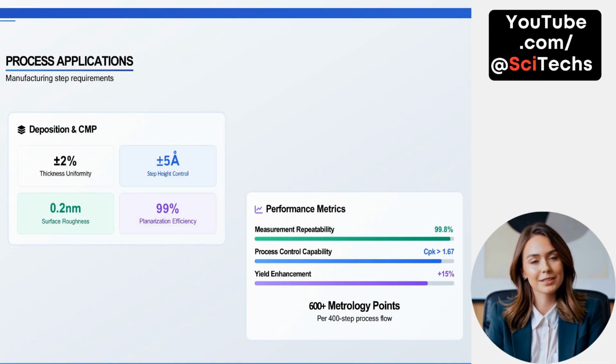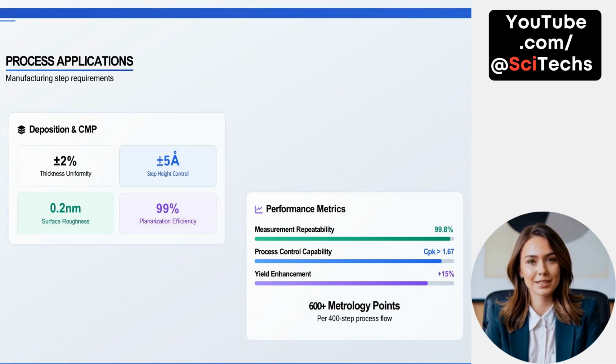Planarization efficiency needs to exceed 99% to ensure a flat surface for subsequent process layers. On the performance side, measurement repeatability must reach 99.8% to guarantee consistent data collection. Process control capability is quantified using CPK, and it must exceed 1.67 to signify robust, capable processes.